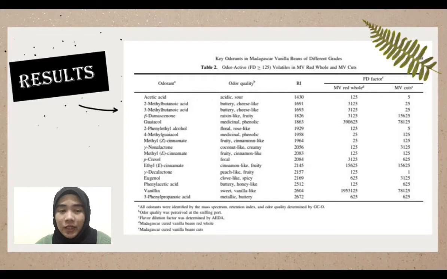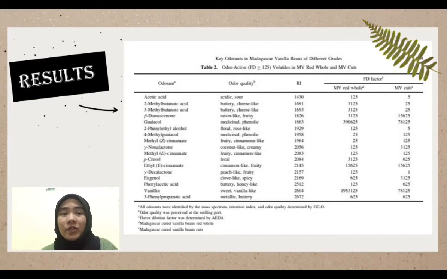FD factor is divided into two types, which are MV red hole and MV cut. For the first odorant, which is acetic acid, it has 125 for MV red hole, and for the MV cut, it has 5. For 2-methyl butanoic acid and 3-methyl butanoic acid, they have the same MV red hole and MV cut, which for the MV red hole is 125, and for MV cut it has 25. They both have 25 cut.